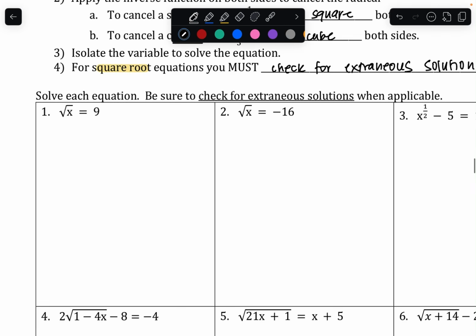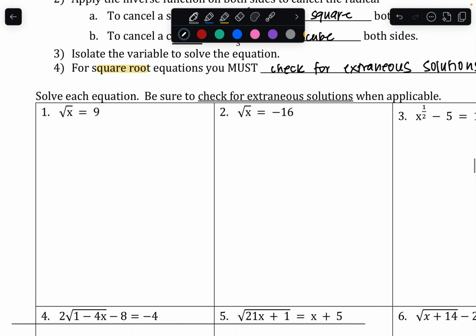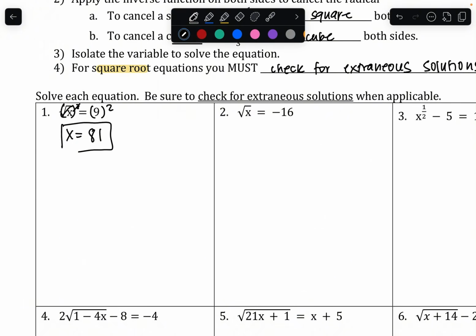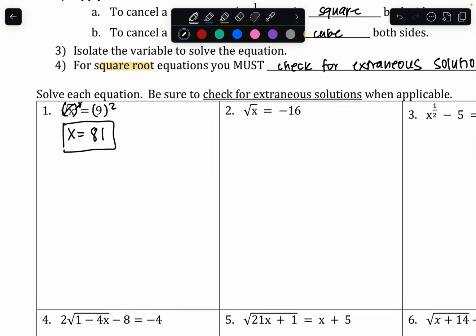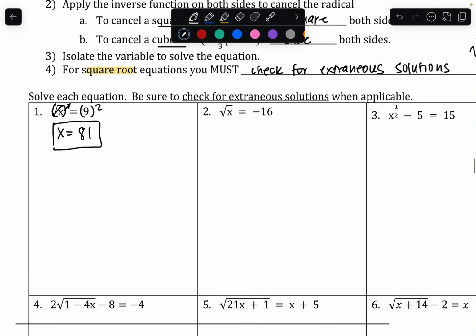Looking at this first example, I have square root of x equals 9. So we can square both sides and we would get x equals 81. A lot of people accidentally square root both sides. We're already square rooting, so don't say x equals 3. We have to square both sides. That would be the inverse operation.